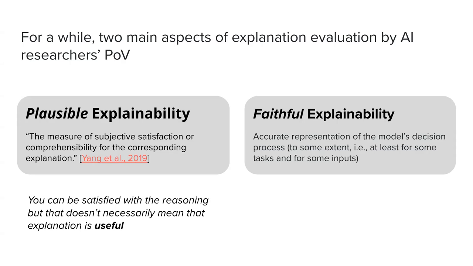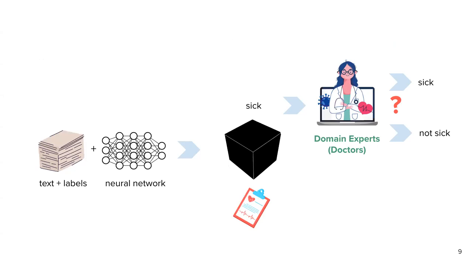So what I'm saying here is that for a while, explainability techniques were evaluated in a little bit shallow way. And I want to give you an illustration of how an explanation that is plausible or faithful doesn't necessarily need to be useful. And this kind of setup is what we are going to think more and more about as this class goes. So we will think about human-AI teams.